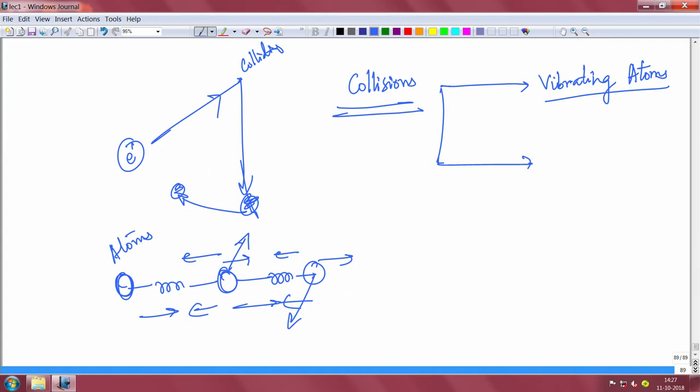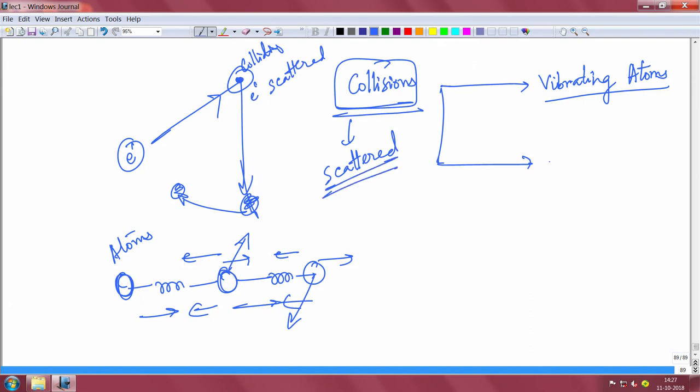This vibration of the atoms can scatter electrons. When the electrons collide, we call that scattering. Electrons are getting scattered from this collision. These collisions are happening, but actually electrons are getting scattered. So these vibrating atoms can scatter electrons.